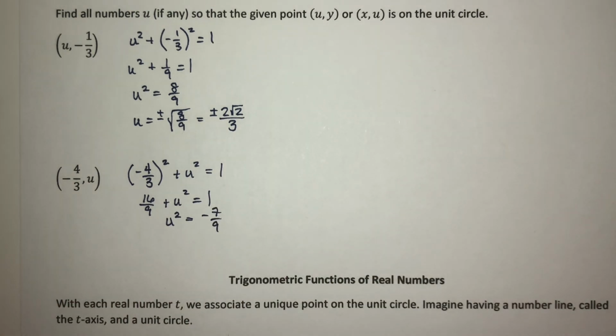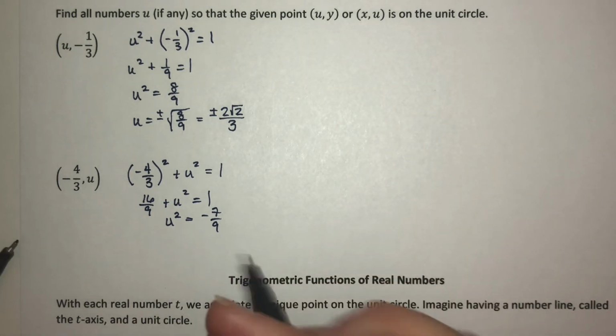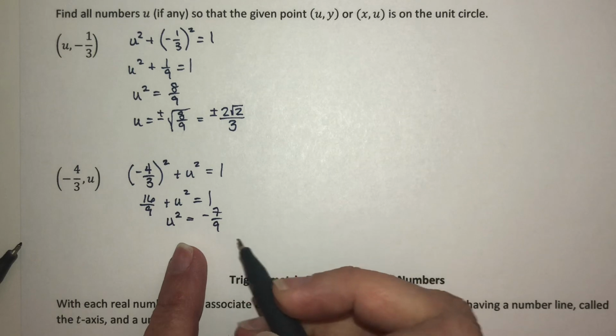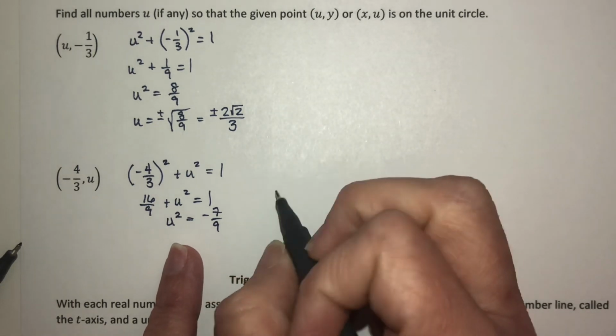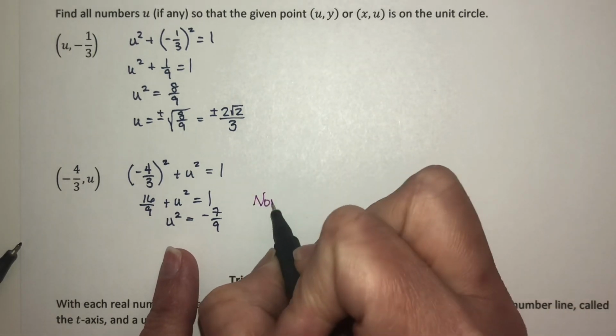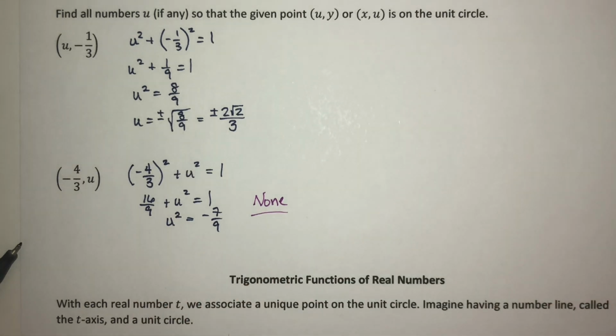Now to solve this for u, I should use the square root property and take the square root of both sides. And if all I were interested in was the algebraic answer to that, I could do that. I would have imaginary answers. But we're talking about needing a y coordinate, and we can't graph an imaginary number. So if I try to take the square root of both sides, I get imaginary answers, and so this doesn't work. There are no values for u that will place this on the unit circle.